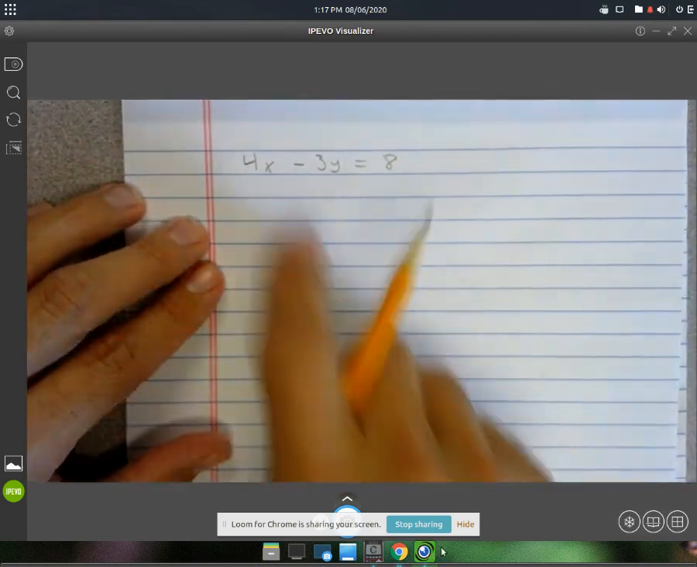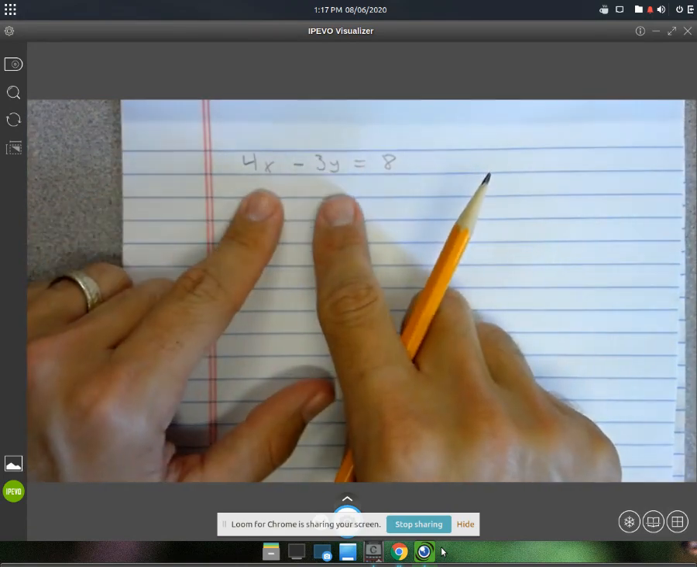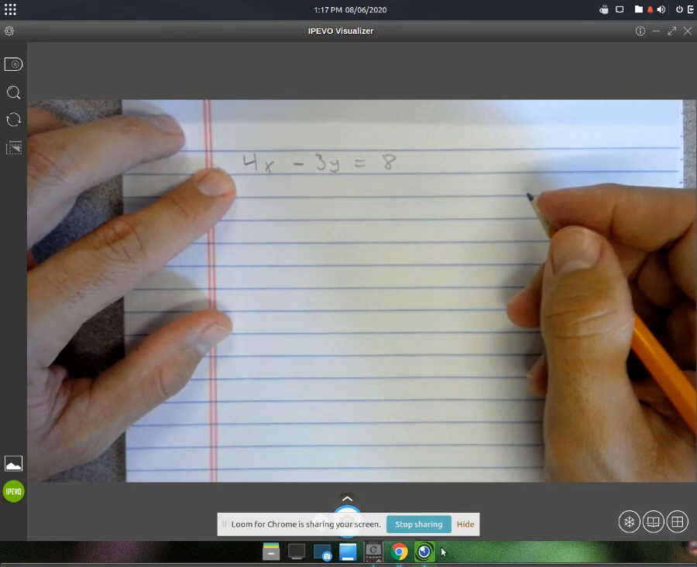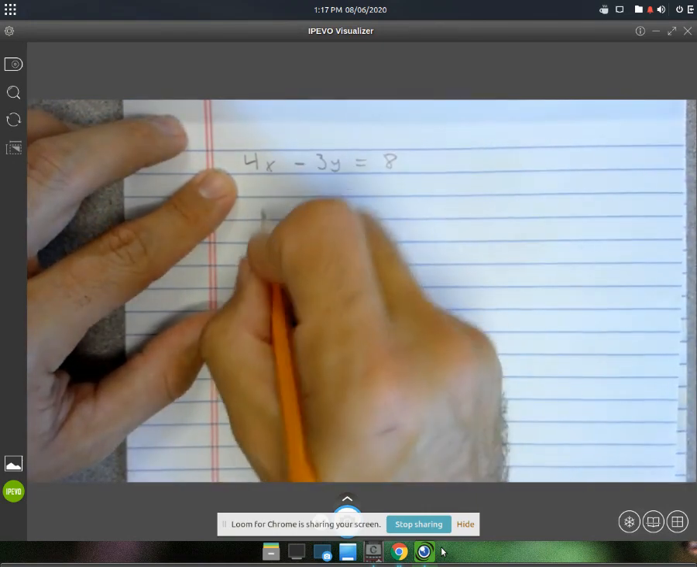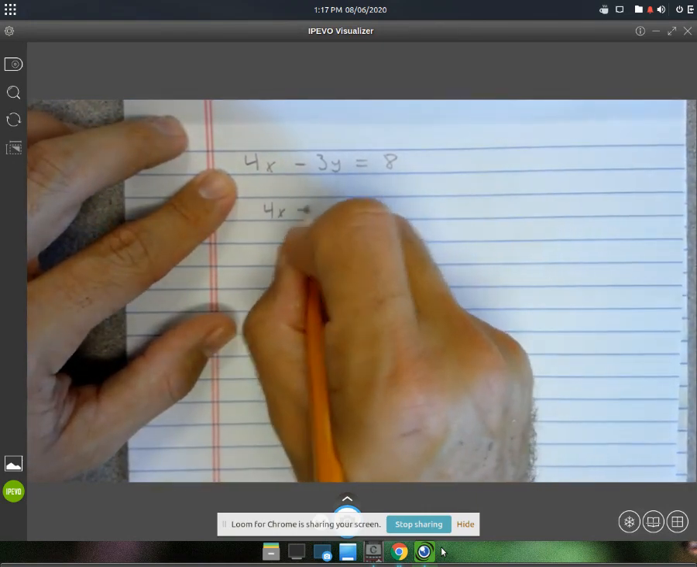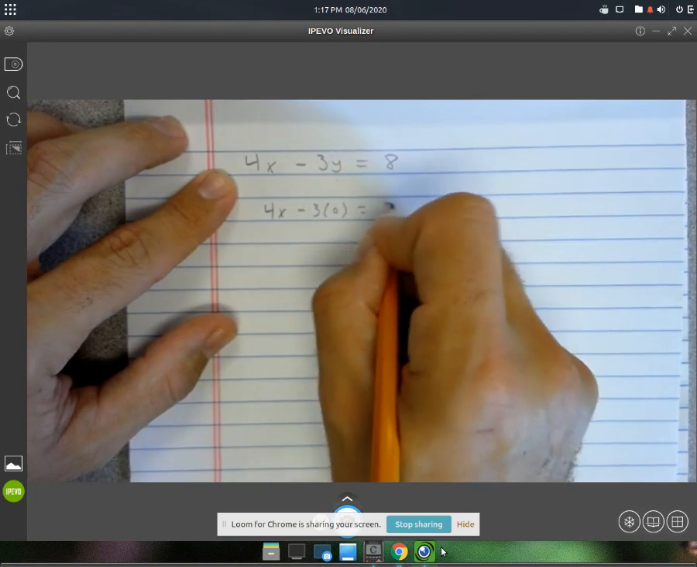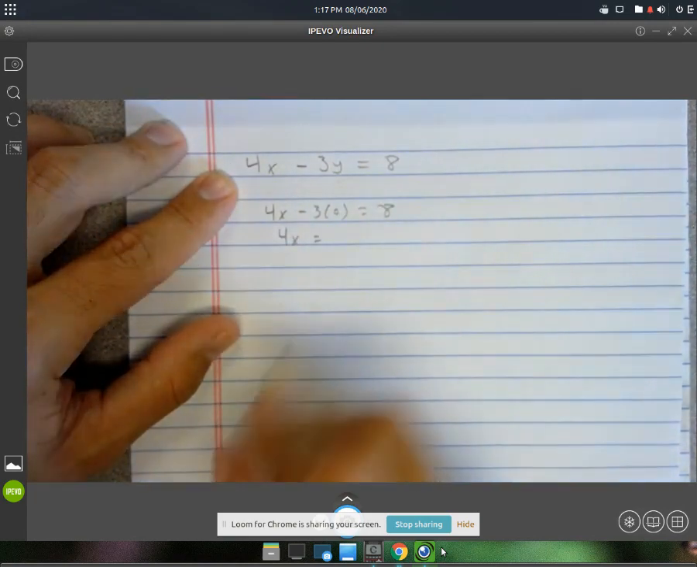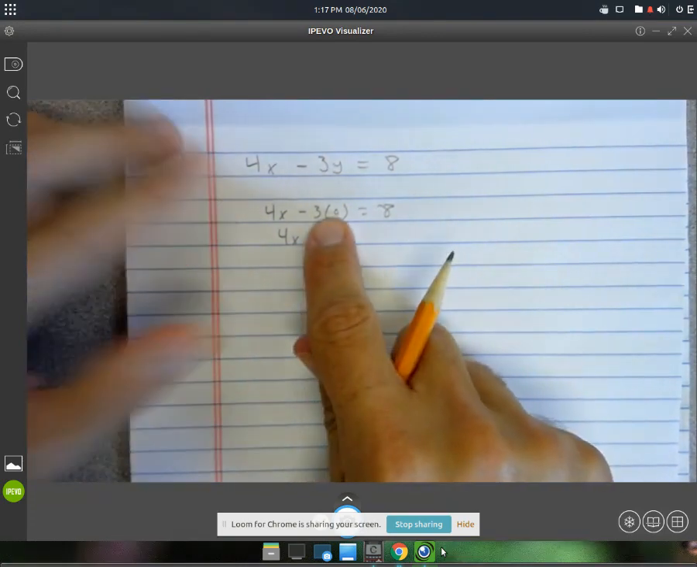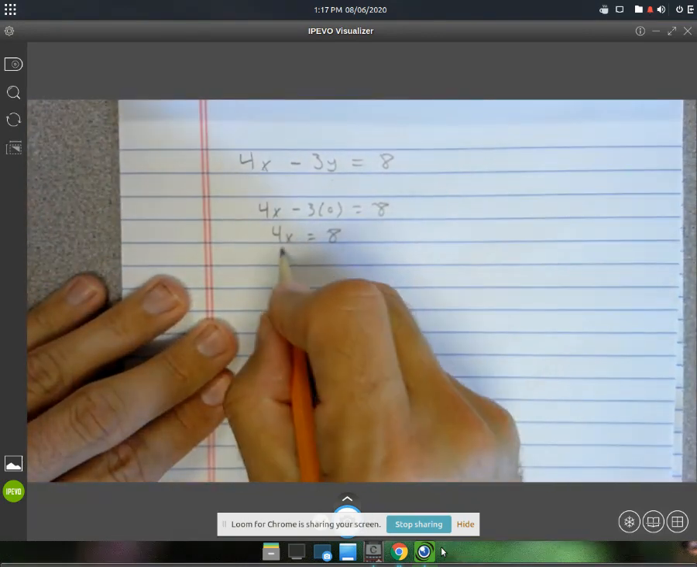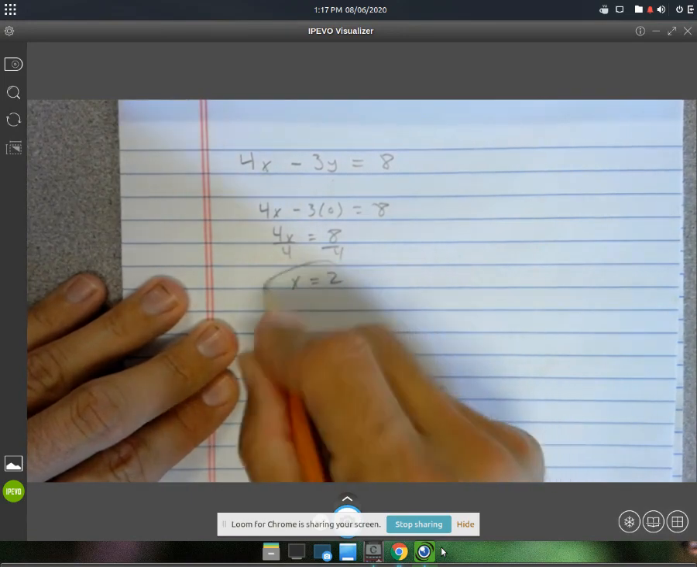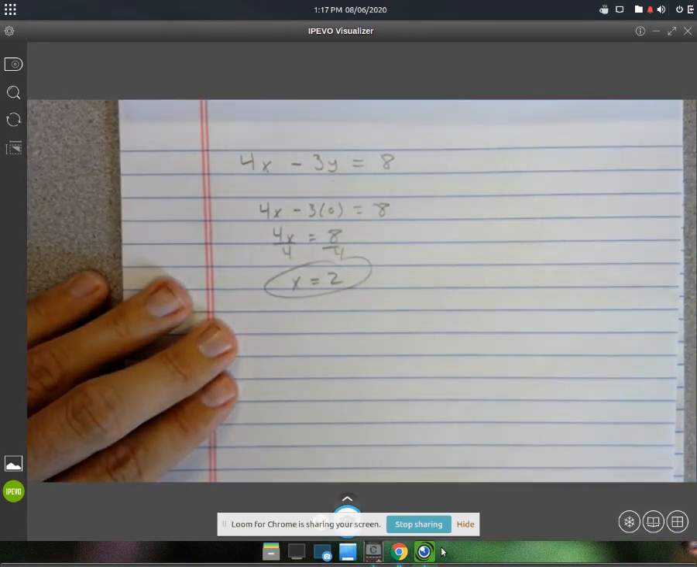Finding the x and y intercepts in standard form. Same rules. If you want to find the x-intercept, you plug in 0 for y. So 4x minus 3 times 0. You're going to get 4x equals 8, because that term just goes away. Divide both sides by 4, and you get your answer. x equals 2.